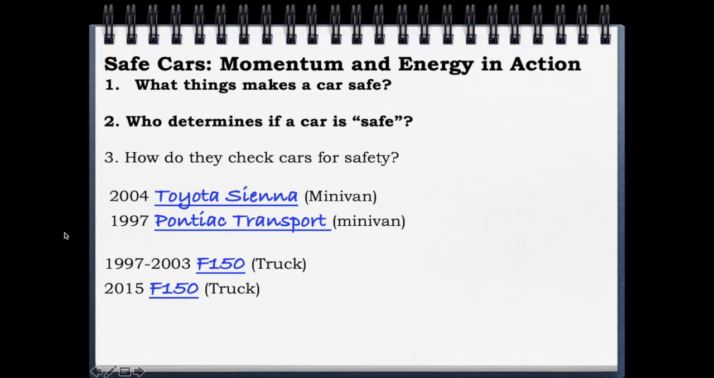The Insurance Institute for Highway Safety tests cars, and this is basically engineers who are using momentum and energy in action every day. So just think about for a second what makes a car safe, and then who determines what safe is for a car, and then how do they check for car safety. So take a second to answer those questions, and then we'll watch some crash videos here.